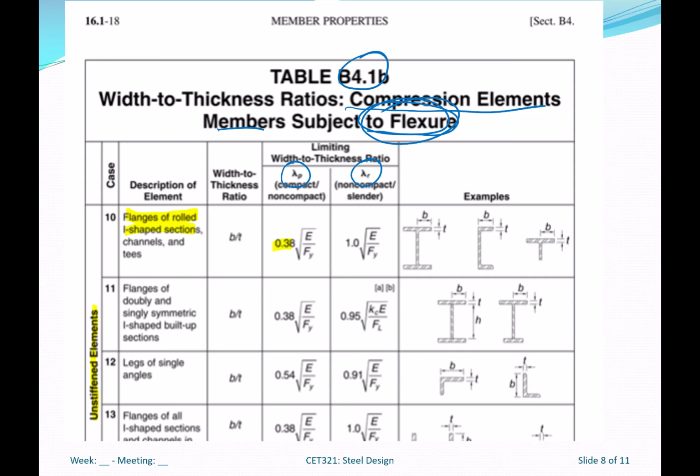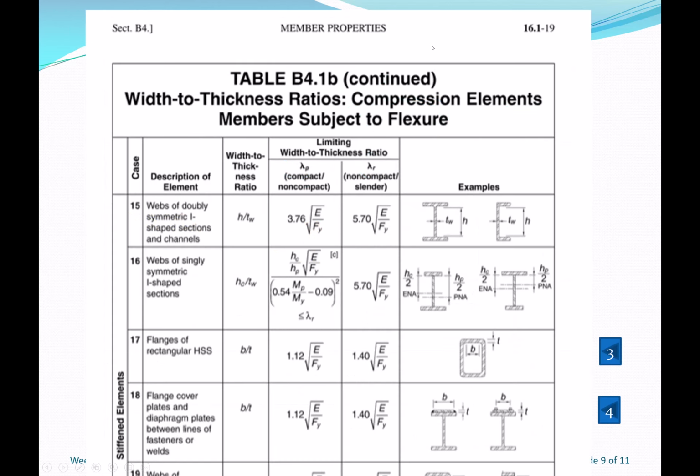So here are our limits. And again, notice it's always multiplied by the square root of E over Fy. This is a constant per the material. What changes is the factor out in front. So this is unstiffened elements, and then stiffened elements are going to be webs, because they're attached to plates, being the flanges, at either end. Again, still a function of the square root of E over Fy. So we're just going to multiply by different values there.